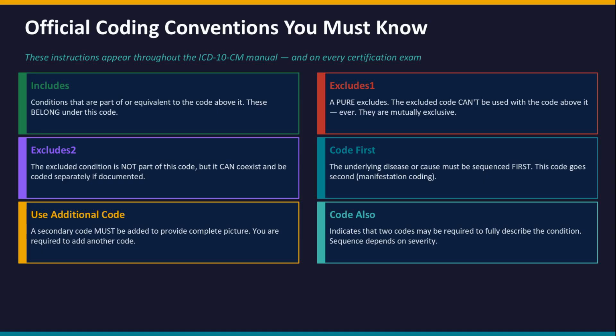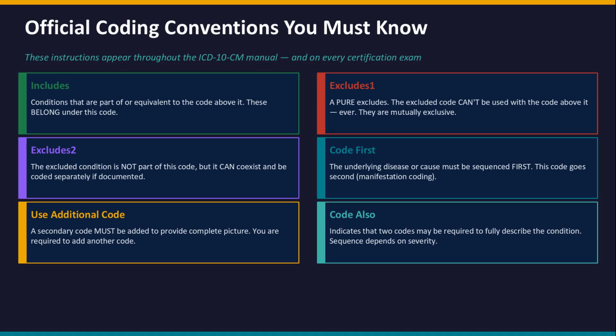First, includes. When you see an includes note under a code category, it's telling you that the conditions listed there are considered equivalent to or part of that category. These conditions belong under this code. Second, excludes 1. This is the one that trips people up the most. Excludes 1 is a pure exclusion. It means the 2 codes are mutually exclusive. You cannot ever use them together on the same claim for the same patient. If you see an excludes 1 note, those conditions cannot coexist under this coding scenario.